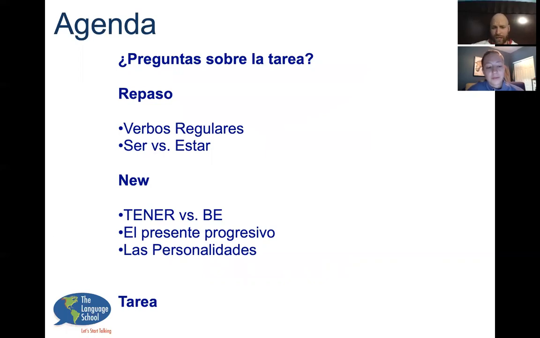New stuff. We'll be talking about the difference between the verb tener and the verb be. So there are certain expressions that don't translate very well. We've got the present progressive to learn tonight, and then different personalities to learn as well.